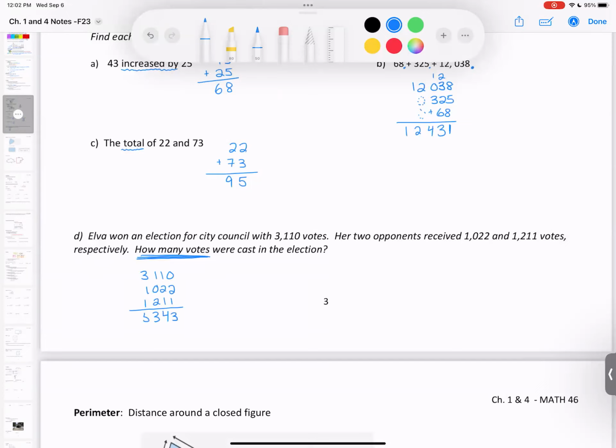Okay, last step, if you have a word problem, you always want to summarize it in words to show that you understand what you were asked. You can do it in a short sentence, but you should always do a sentence. So we're asked how many votes. So our answer then is there were 5,343 votes cast.